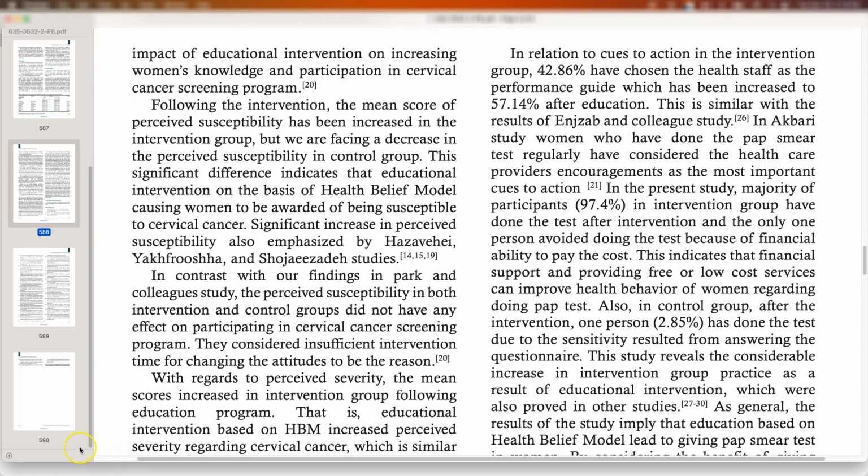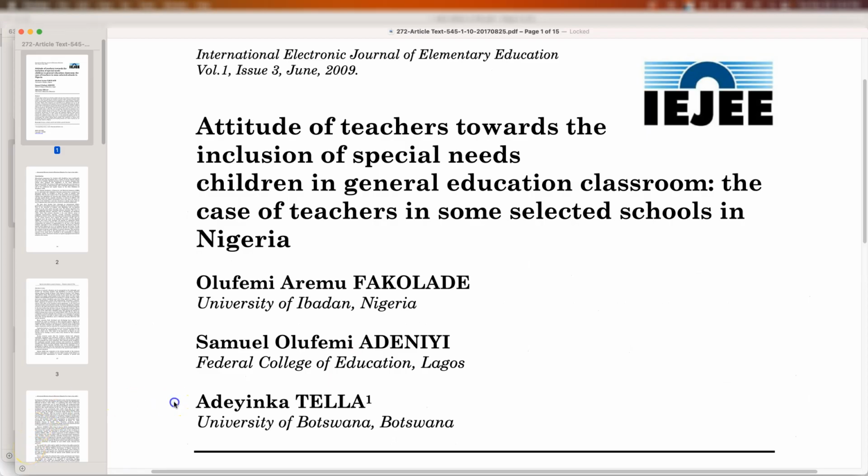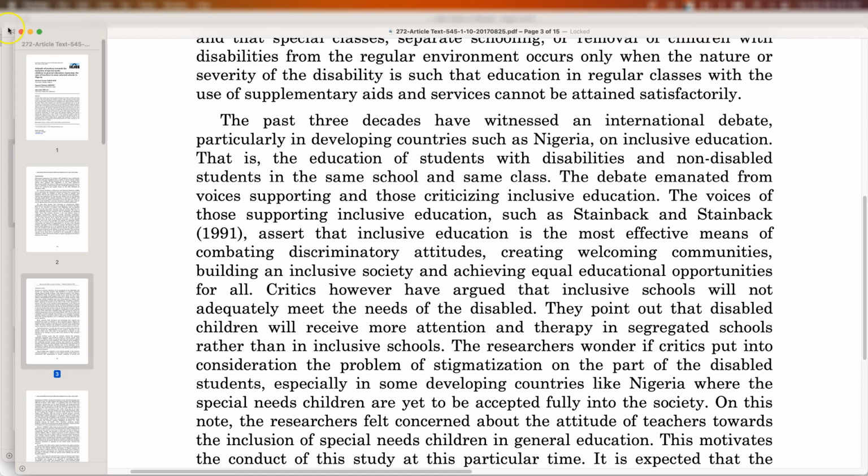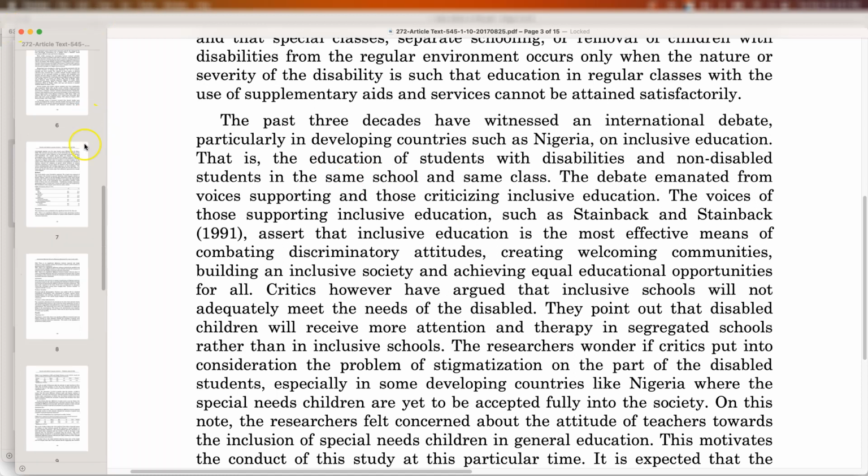Alright, let's look at another example. This is a study about special needs children in Nigeria. If we look at the abstract here, they tell us they tested 4 hypotheses, and that the criteria for whether to accept each was a significance level within this specified range. They used a t-test analysis to test the hypotheses, and they tell us the results here. Alright, so let's go look and see if we have a table of results or something else like that where they're specifically discussing their findings.